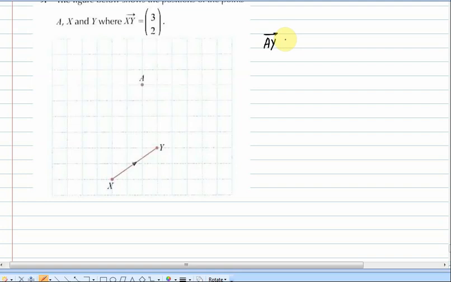So starting from A and reaching Y, we should move 1, 2, 3, 4. 4 on the negative y and 1 on the positive x. So it's (1, -4). That is the vector of AY. Right?